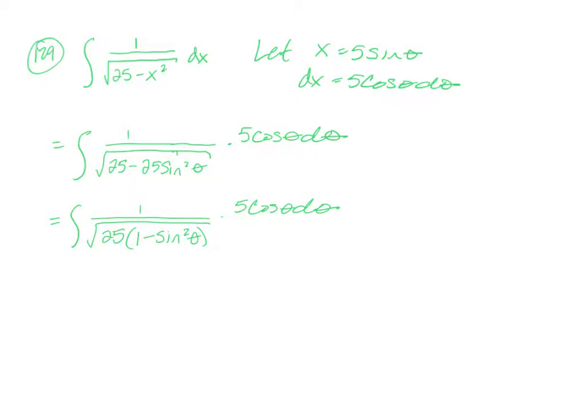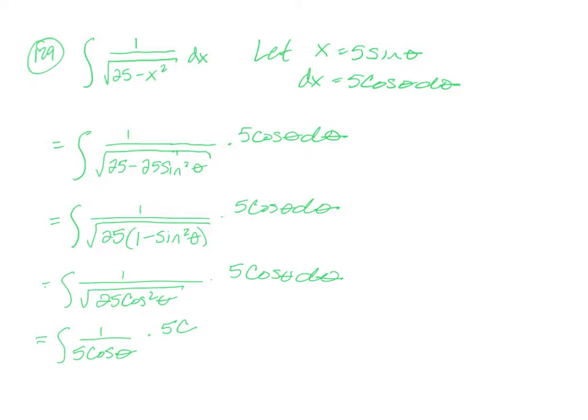Okay, so now 1 minus sine squared is cosine squared. So this is 25 cosine squared theta times 5 cosine theta d theta. And the square root of cosine squared is cosine. Square root of 25 is 5. So this is the integral of 1 over 5 cosine theta times 5 cosine theta d theta. The 5 cosine thetas cancel. So this just becomes the integral of 1 d theta, which is theta plus c.